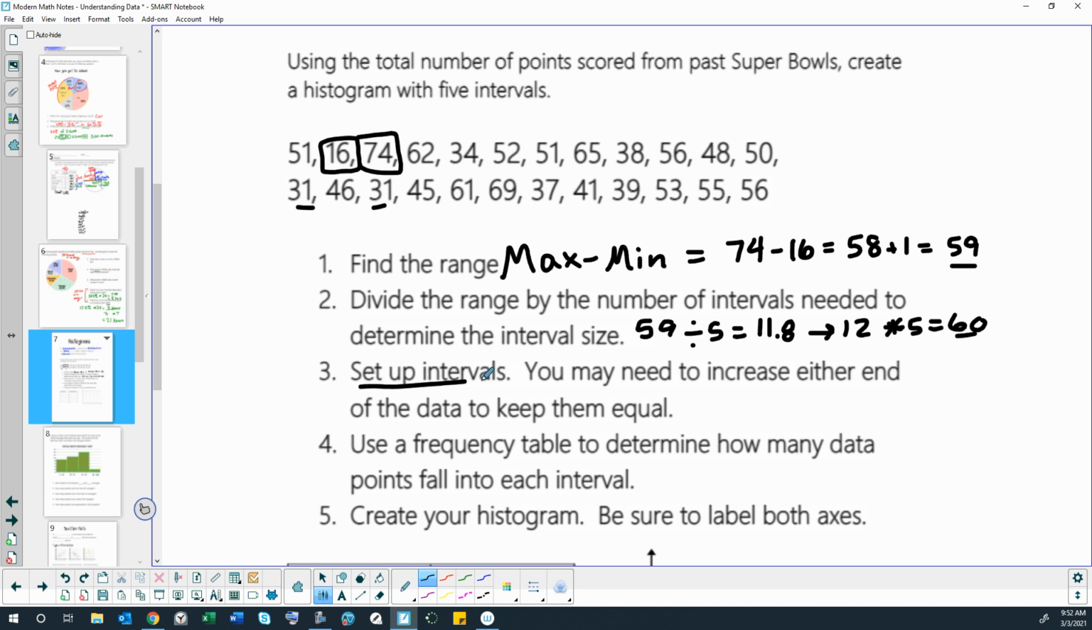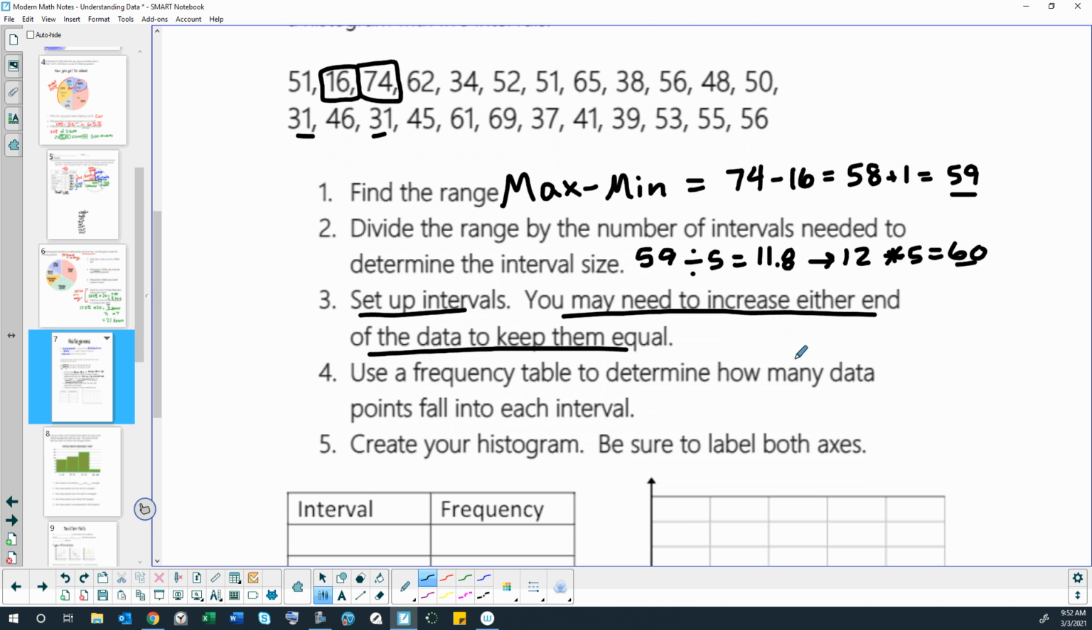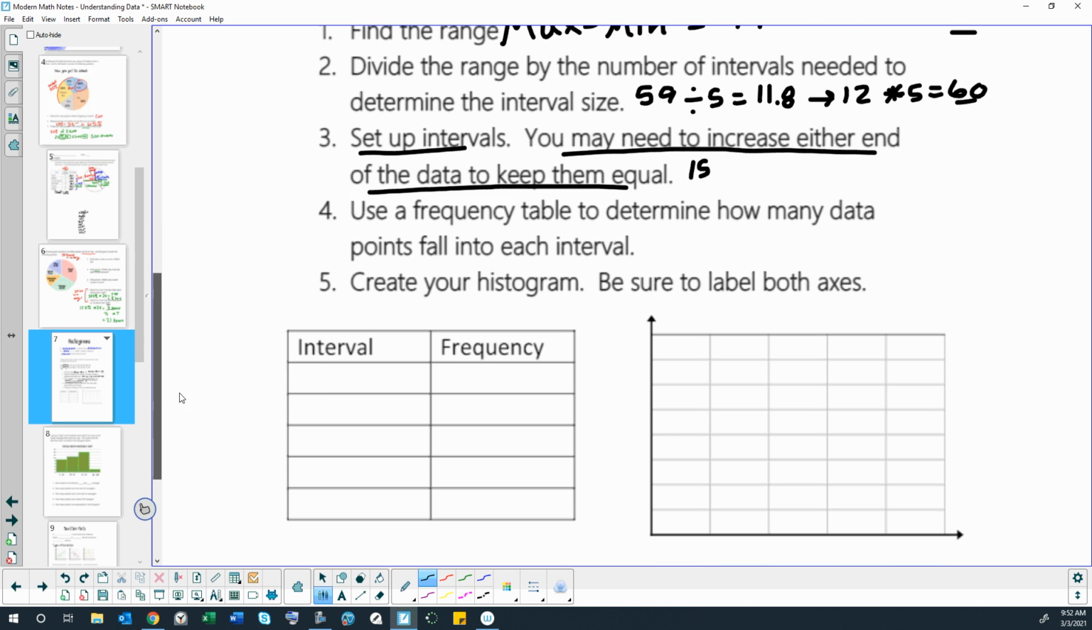So set up our intervals. You may need to increase either end of the data to keep them equal. So should we add it at the beginning or the end? Do we care? We don't care. Okay, I'm just going to throw it in on the beginning. So let's start at 15. And we're going to have 12 in every category. But remember how the first one counts as 1. So what we're going to do is add 11 to get 12 in each category.